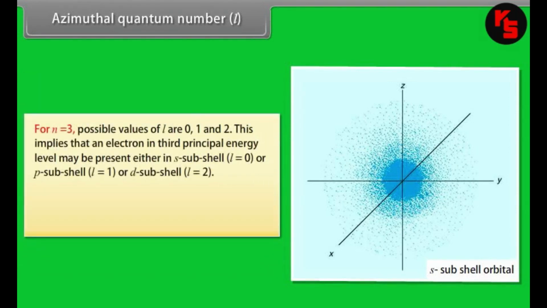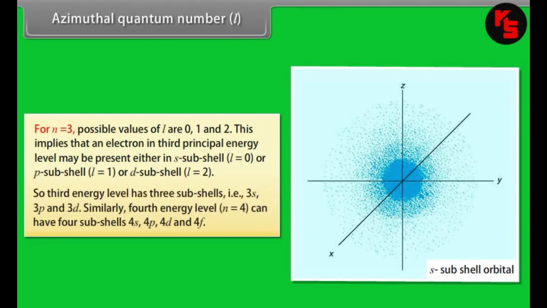For n = 3, possible values of l are 0, 1 and 2. This implies that an electron in the third principal energy level may be present either in the s subshell, l = 0, or the p subshell, l = 1, or the d subshell, l = 2. So the third energy level has three subshells, that is 3s, 3p and 3d. Similarly, the fourth energy level, n = 4, can have four subshells, 4s, 4p, 4d and 4f.